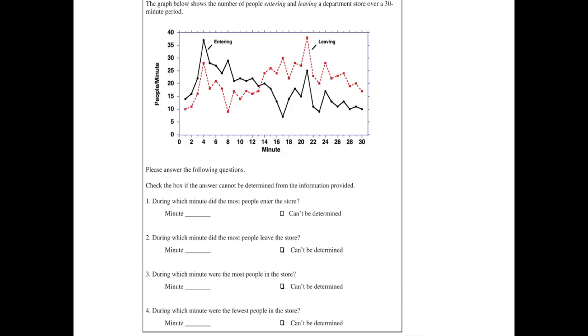So I'd like you to answer the following questions. During what minute did the most people enter the store? I'm not talking about net people. What minute did the most people come in? If you had a people counter at a doorway, when would the most have entered? 4. Okay, time 4. Why do we know that? Well, the value of entering is the highest, right?